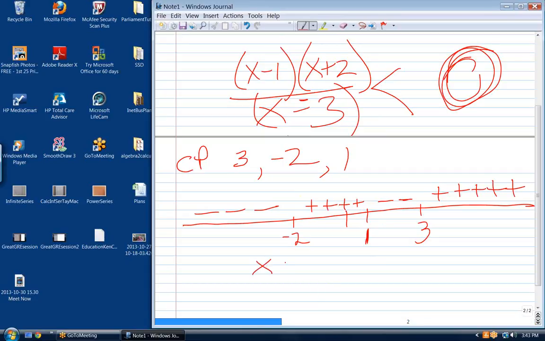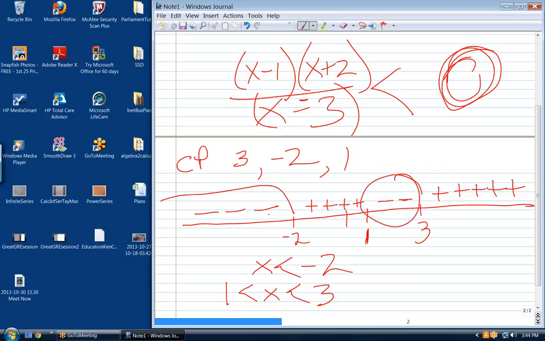Less than -2 and greater than 1, less than 3. And that's it. In other words, we need that area and we need that area, which is defined by that.